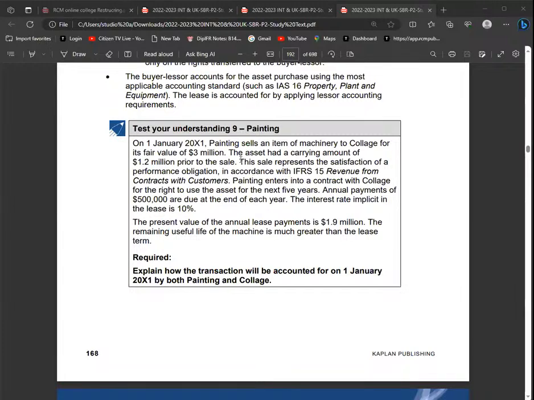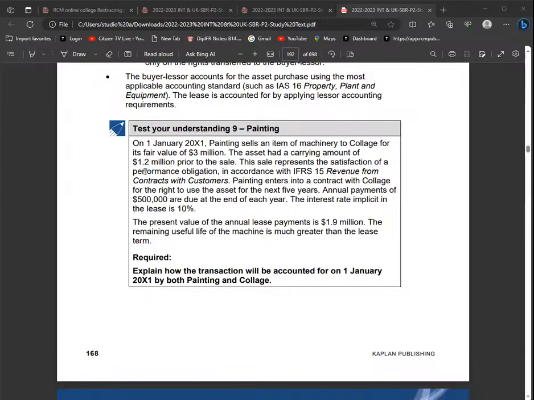So remember, painting sells an item of machinery to college for its fair value. The asset had a carrying amount prior to the sale. And then we are told painting enters into a contract with college for the right of use of the asset. Painting is the one that sold, and now they are entering into a contract with this company called college for leasing. They sold, now they are leasing it back. So it's a sale and lease back.